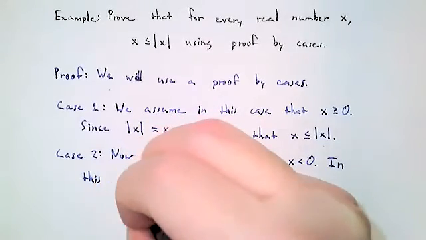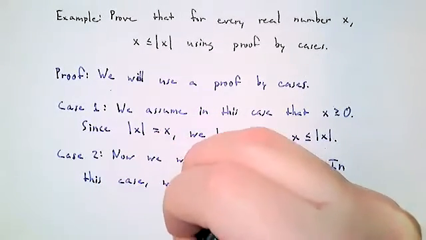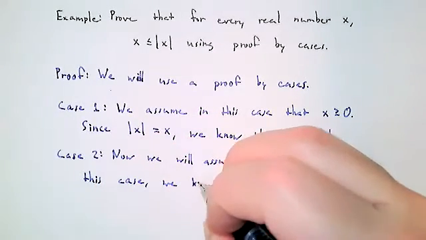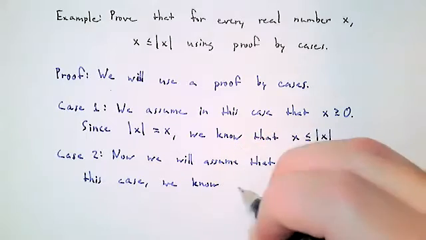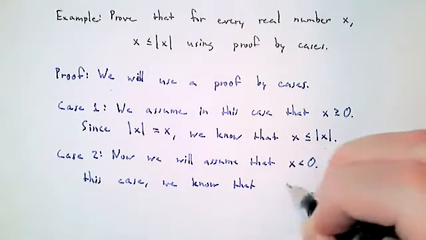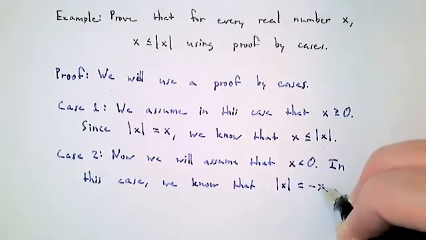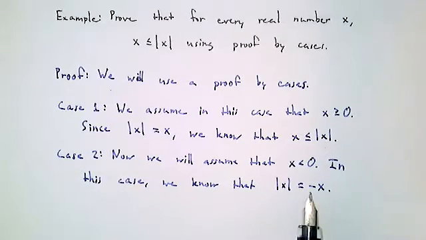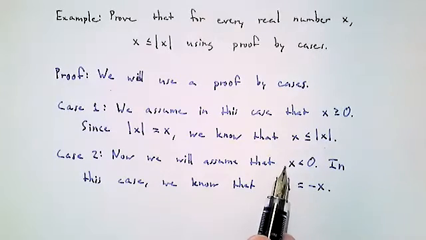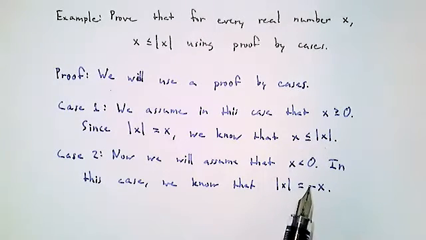So in this case, we know that the absolute value of x is actually equal to negative x. So this might feel a little funny to put a negative on it when it's an absolute value, but remember we start with a negative number, so this minus sign makes it positive.